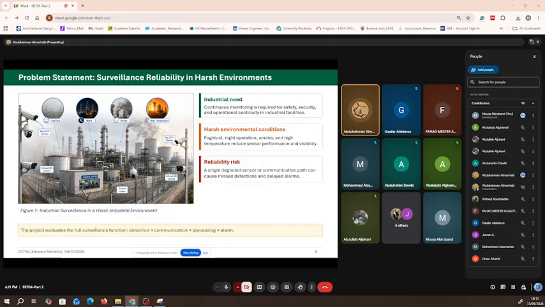Okay, in this slide, industrial facilities such as refineries, power plants, chemical plants, and manufacturing sites require continuous surveillance for safety, security, and operation continuity. However, these environments are harsh. Cameras and communication systems may be affected. The cameras may be affected by fog, dust, smoke, night operation, and high temperature glare. Also, the communication system is affected by electromagnetic interference.